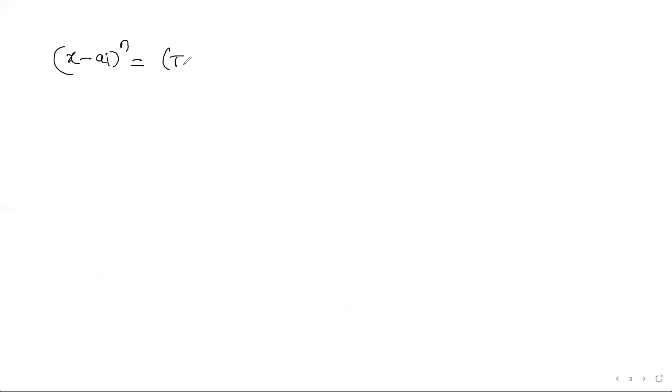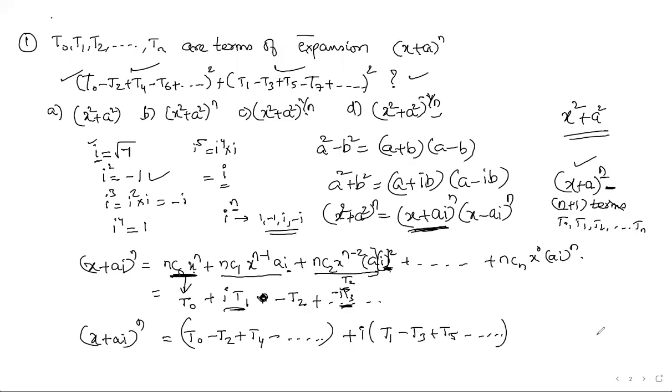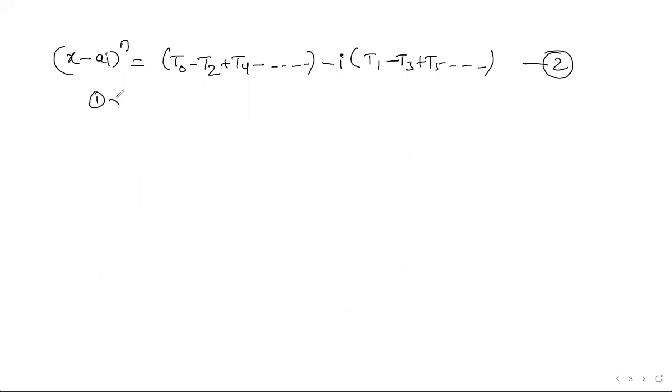Okay, you can write it and check for yourself, but if you check it, you will get T0 minus T2 plus T4 minus and so on, minus i times (T1 minus T3 plus T5 minus and so on). So if you consider this as equation 2 and the earlier one as equation 1, and multiply equation 1 with equation 2, on the right hand side we will be getting (x plus ai) whole power n into (x minus ai) whole power n.